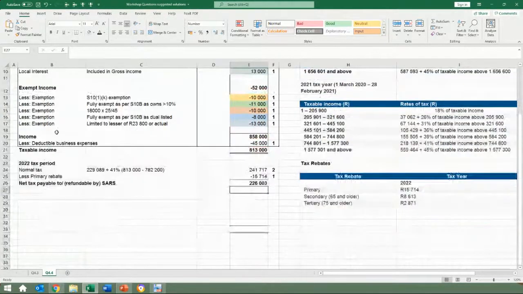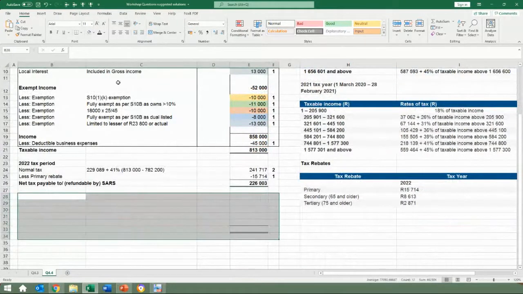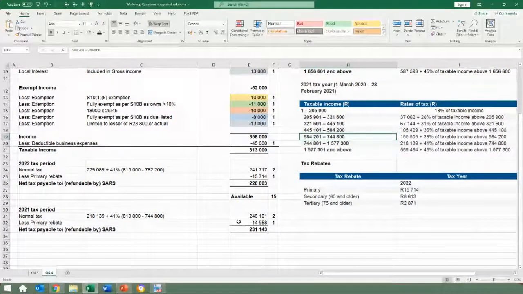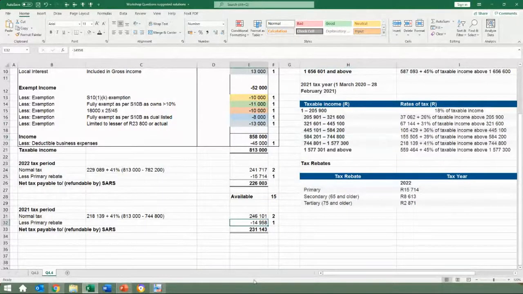But let's quickly look at the one if it was last year's tax table. You would do exactly the same calculation, but based on that tax table, you would be in this line item. So last year, if you earned up to 744,800, any amount above that would only be levied at 41%. So you do exactly the same calculation, but your rebate for the 2021 tax year was only 14,958 rand. Then you work out your tax payable is 231,143.